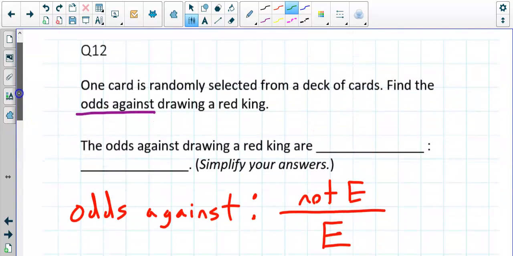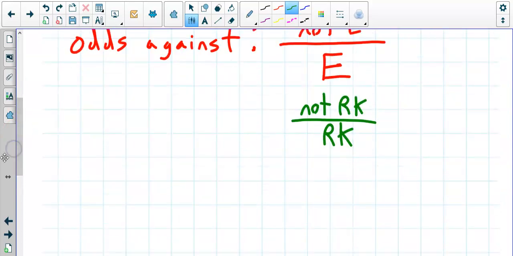Okay? Yeah, red kings. So let's think about this. How many cards, and it's usually easier to answer the bottom part. How many cards are a red king? Well, there are 2 red kings: king of hearts, king of diamonds. And then how many cards are not a red king? Well, 52 minus 2 is 50.